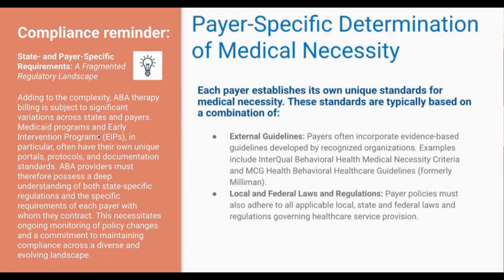Each payer establishes their own guidelines and standards for medical necessity, and it often includes a lot of the local and federal laws and regulations. They include InterQual behavioral health medical necessity criteria and the MCG behavioral health care guidelines, formerly Milliman. And you'll also need to make sure that you understand every state-specific regulation. That's more of what Rosa gets into as far as compliance goes, because compliance is a part of medical necessity. When we talk about the federal and local regulations, that is a huge part of proving medical necessity.